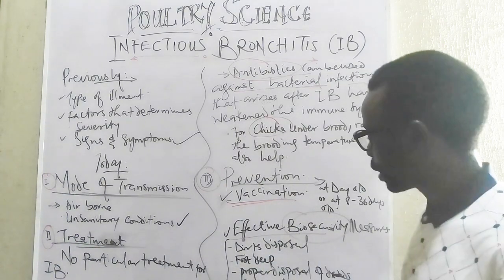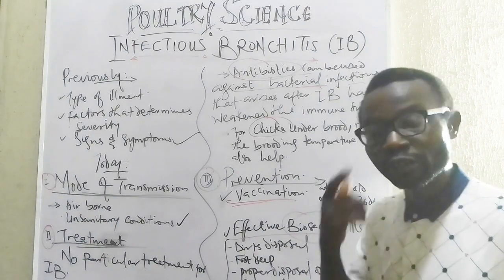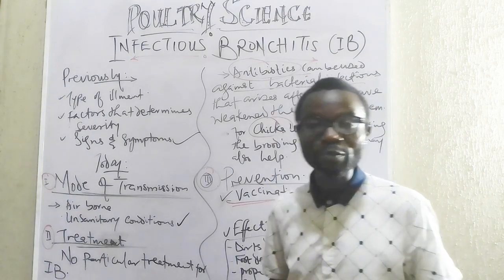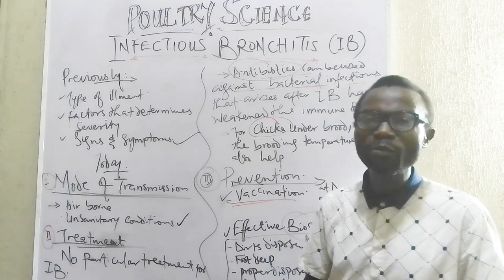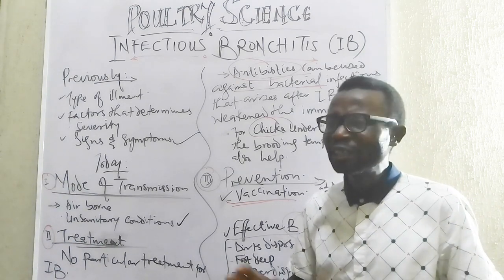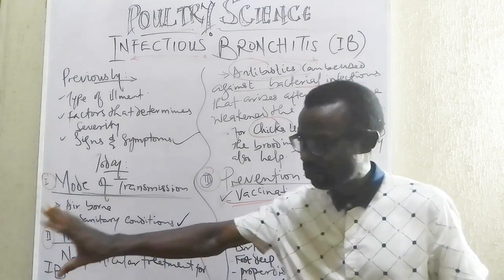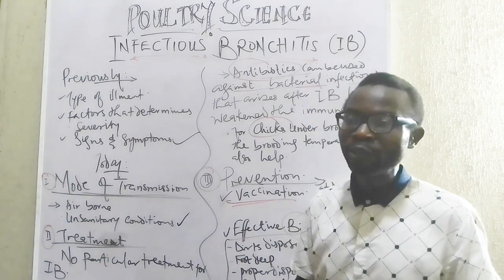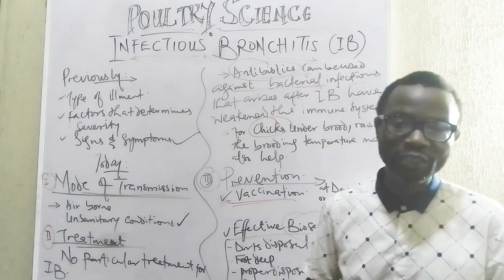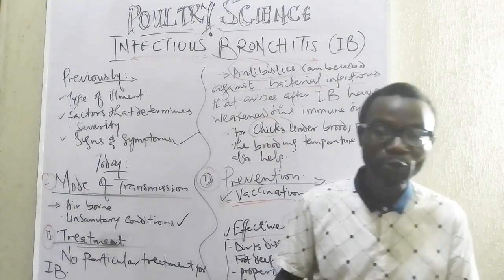Then you also restrict movement around the birds. You have family members or people who just come around, or even customers who come to your farm to buy, to patronize you. They don't need to get close to your production site. They are restricted areas.